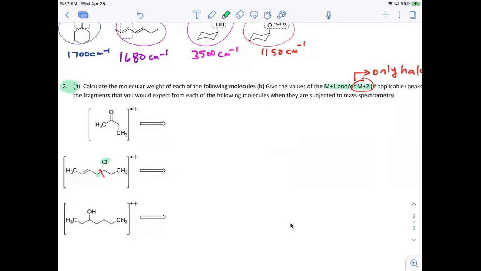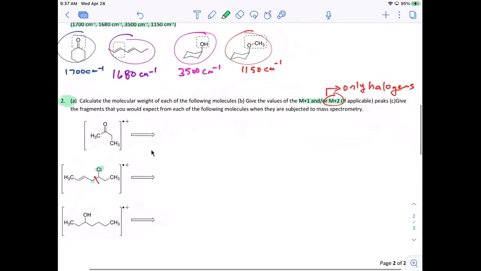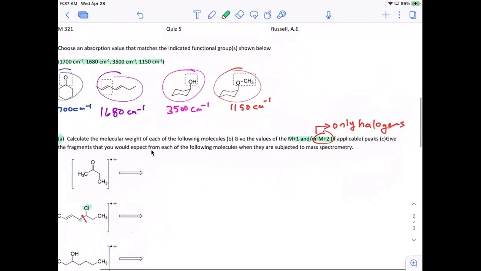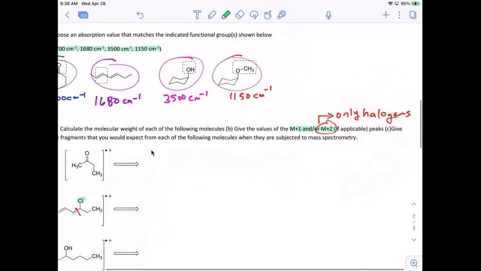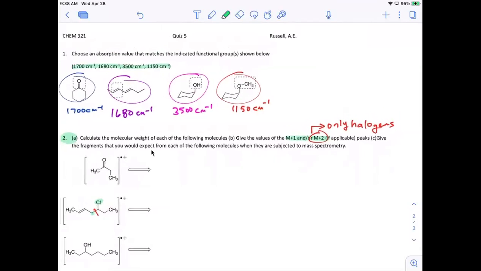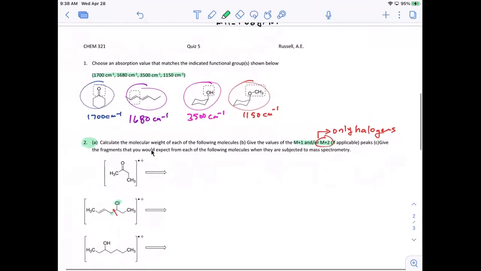All right, so I just uploaded that document again, but if you are on your phone and you can't see the document in the chat, then you can take a screenshot of the problem. But I want you to read the problem. It says calculate the molecular weight, so you know how to do that. Add up all the atoms. If you have to use a periodic table, don't be ashamed about that. Use it. That's why it's there. It says give the values of M+1 and/or M+2. The only one that's going to give you an M+2 is going to be the second one.